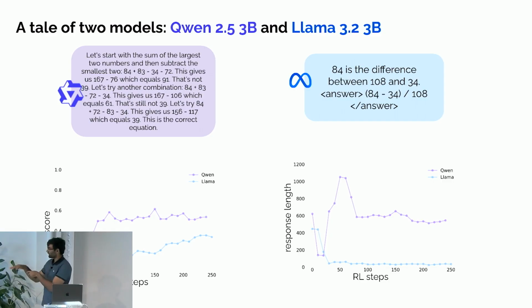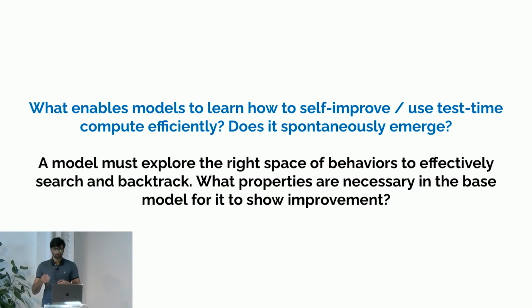And we can see correspondingly in the response length plot that the LLaMA model seems to not want to use its context particularly cleverly. It tries to just go to the answer, as compared to the Qwen model, which not only tries a whole bunch of operations, but also has these metacognitive abilities that I hinted at earlier. So the question is, what enables a model to learn how to self-improve or use its test time compute budget efficiently? Is this something that spontaneously emerged, or do we need to do something to the base policy in order to get this to happen?